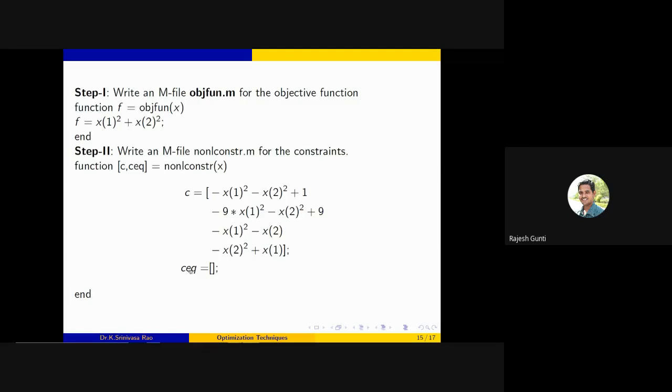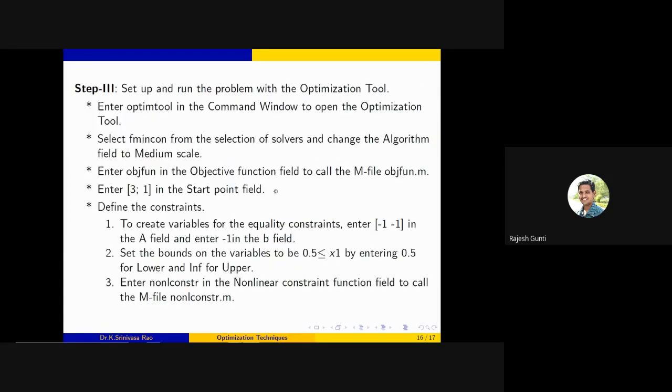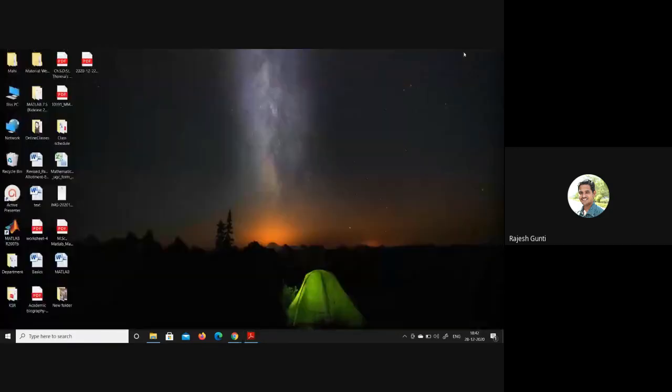Ceq is the equality constraints. There is no nonlinear equality constraint, so we are keeping it empty. Now I am going to the optimization toolbox. I will open the optimization toolbox, then we get an idea.